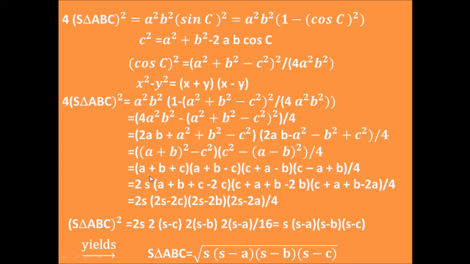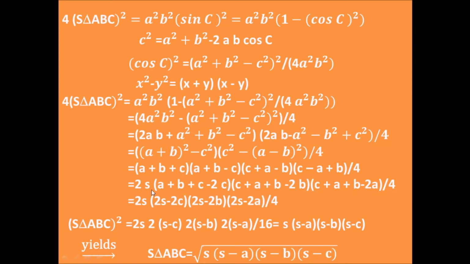As we know, a plus b plus c equals 2s. So we can have 2s times (a plus b plus c minus 2c), because we add 1c, so we have to minus 1c. Then it becomes minus 2c. Similarly, in this term, we add 1b, then we have minus 1b, so this becomes minus 2b. In this one, we add 1a, then we have to minus 1a. So in this form, we have minus 2a.